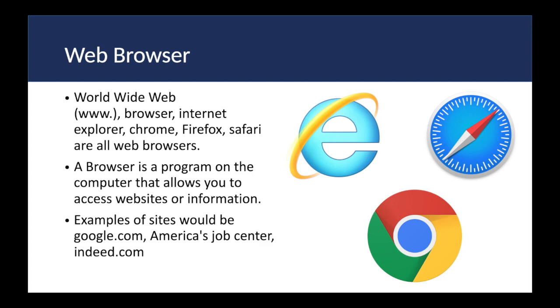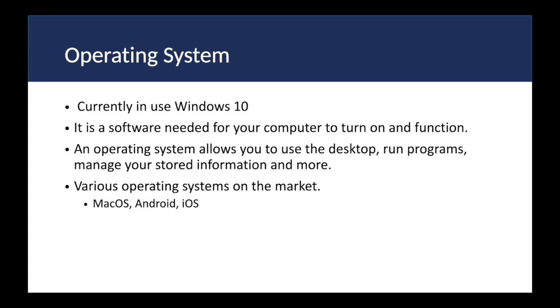Now that we've discussed hard drives, desktops, and programs, we have to talk about what runs it all: the operating system. It's the software that you need for your computer to turn on and function. An operating system operates the desktop, runs programs, and manages your stored information and more. Various operating systems are on the market, but currently in our resource rooms at America's Job Center, we're using Windows 10. Other systems you would hear about would be Windows 7, Windows 8, Mac OS Yosemite, Mac OS Catalina, Android, and iOS. Even though they are different, their purpose is the same.